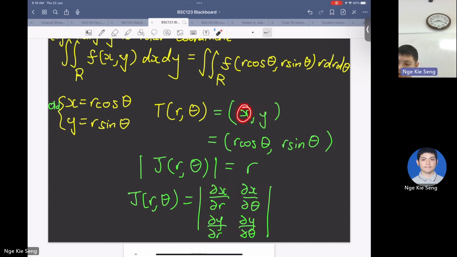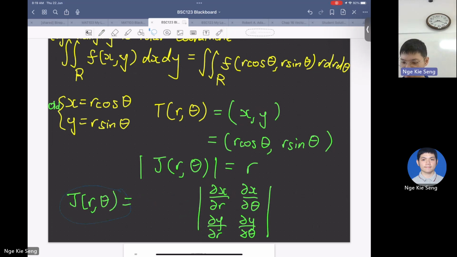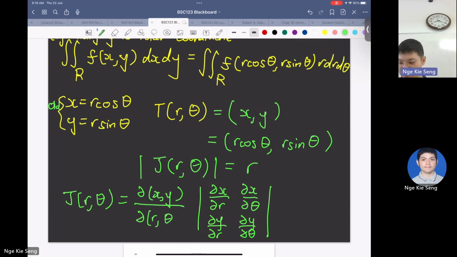And I partially differentiate the codomain variable, the old variable, using the new variable. Because I changed from x, y to r, theta, I need to see how my old variable changes with respect to my new variable. That's why I put x, y at the top, and r, theta at the bottom. There's another notation for this, which is this: differentiate the old variable with respect to the new variable.